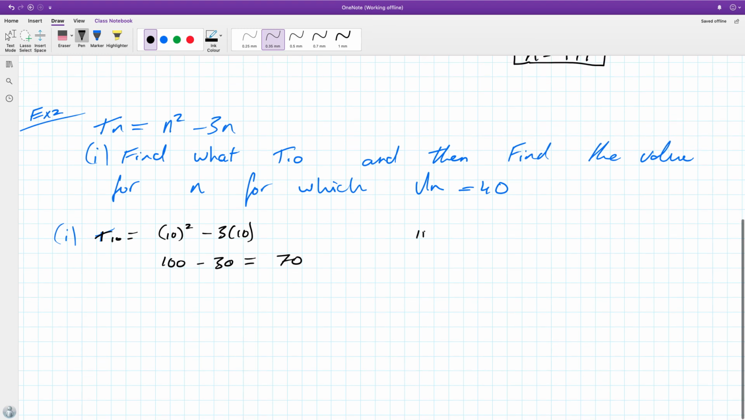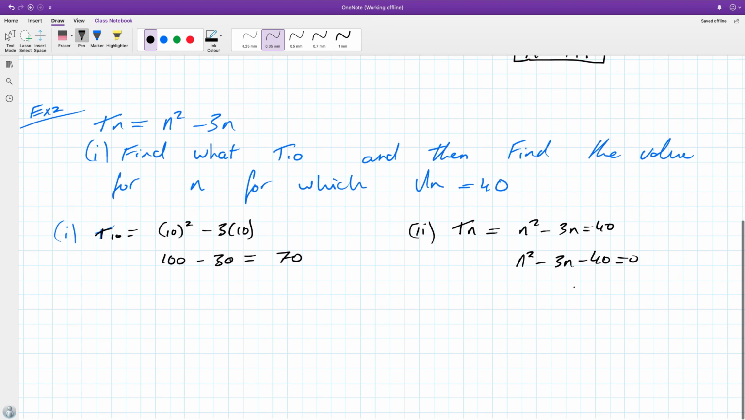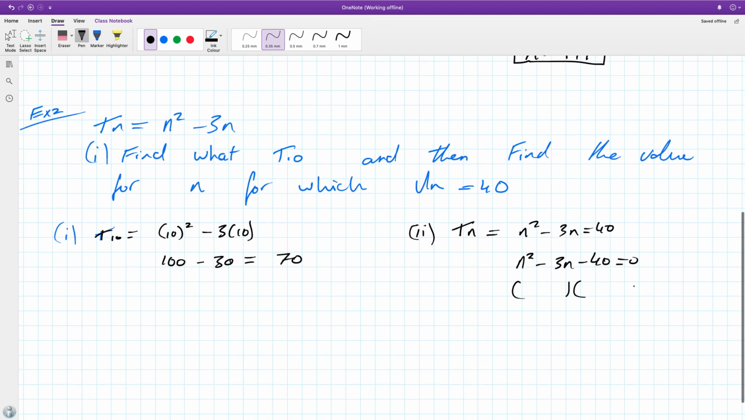Then, part 2. Find the value for n for which Tn, n squared minus 3n, is equal to 40. That's n squared minus 3n minus 40 is equal to 0. Bracket, bracket. That's n and n. Break it up to get 3. Going to go with 5 and 8. Minus 8 plus 5. n is equal to minus 5, and n is equal to 8.